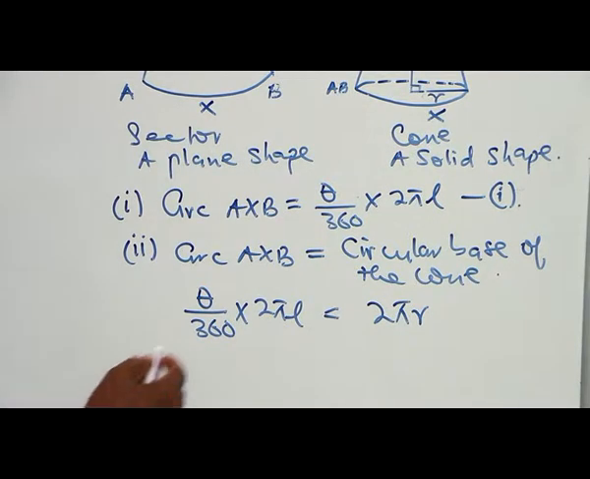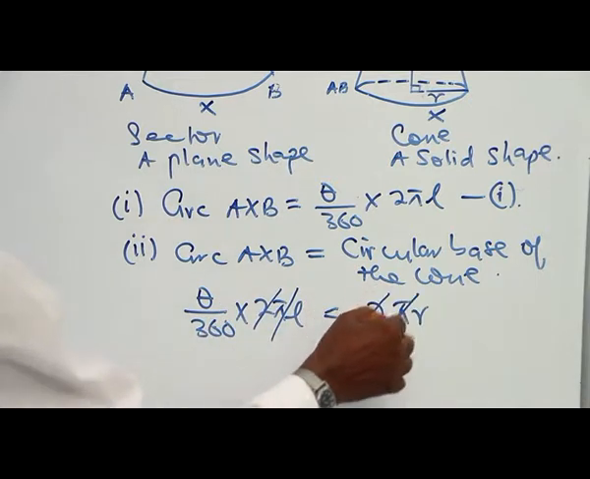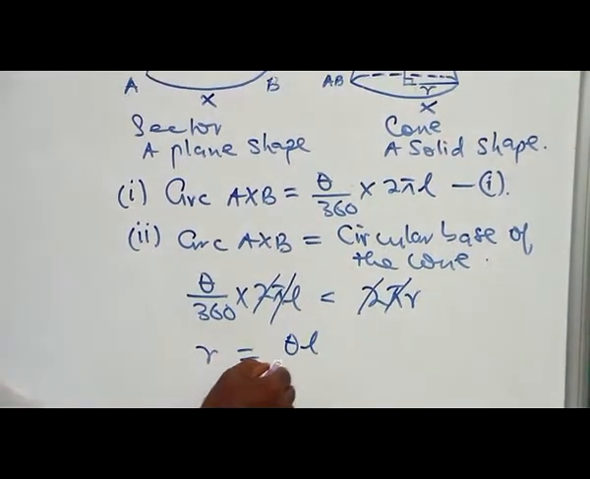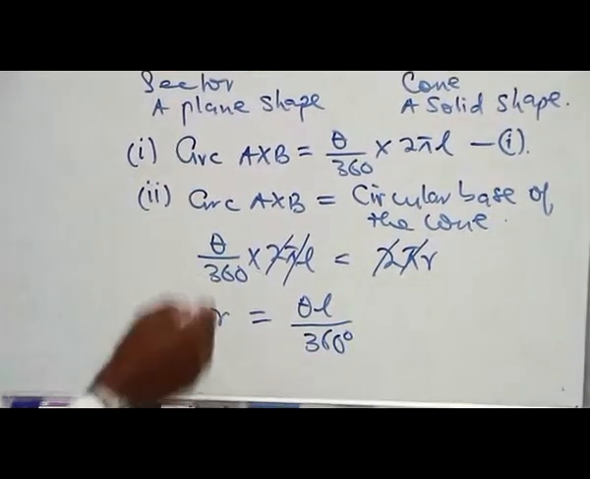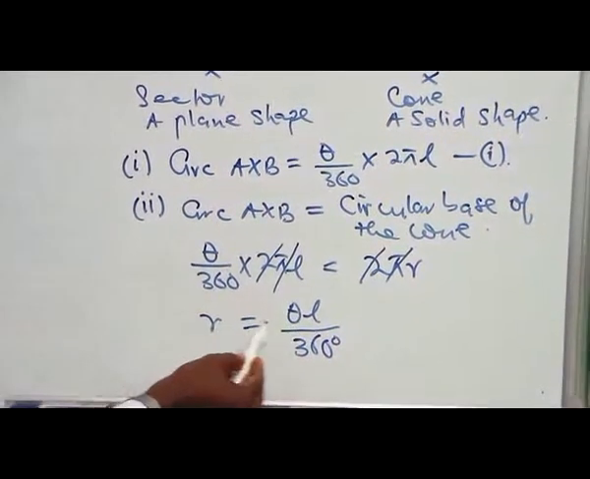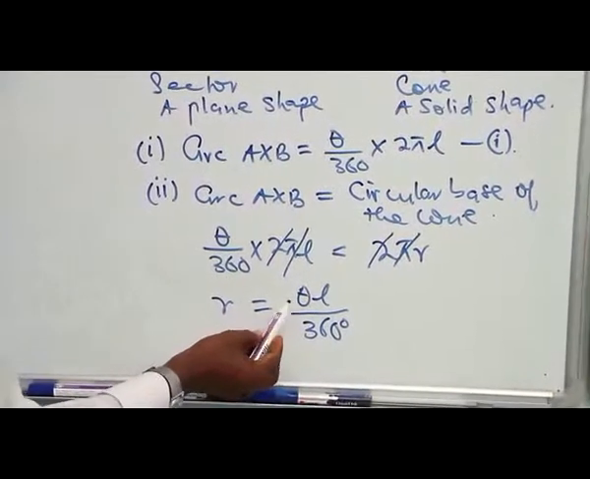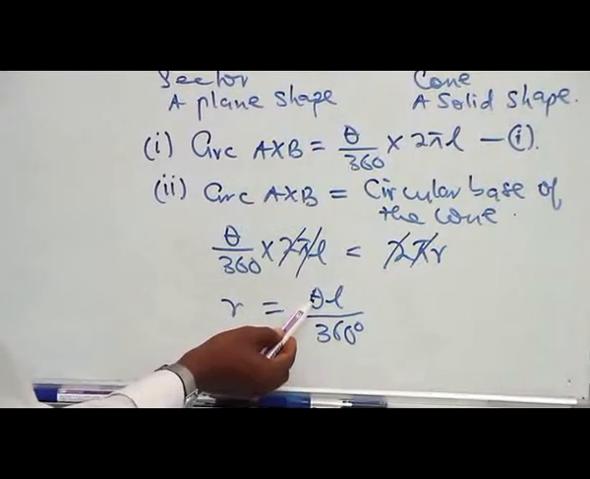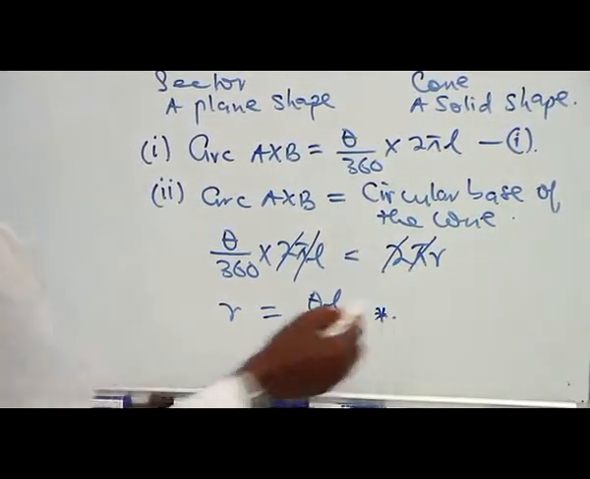Then what next? You discover that we cancel 2 pi. Therefore, our r is equal to theta L all over 360 degrees. This is your first major formula, how to find the radius of the base of the cone, given a sector that has L as the radius and theta as the angle subtended at the center. Take note of this formula.